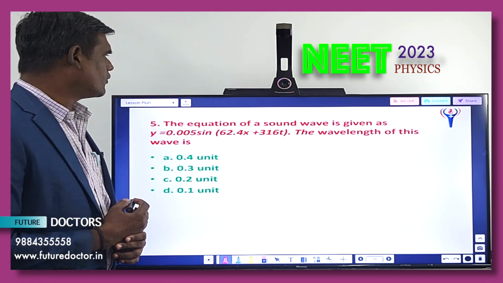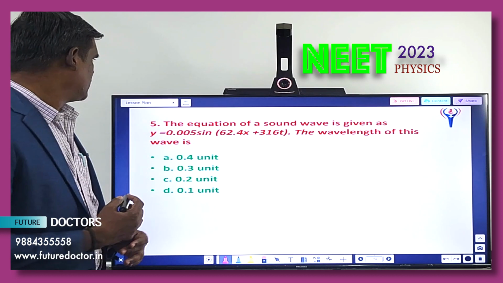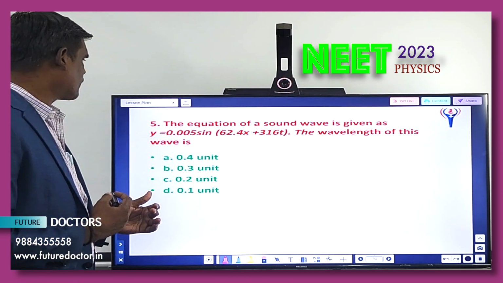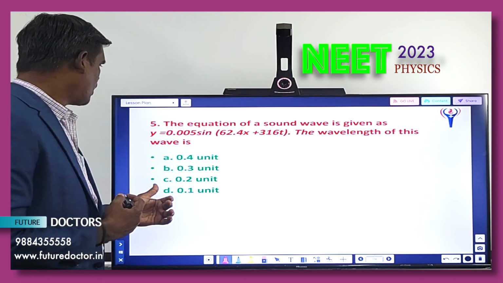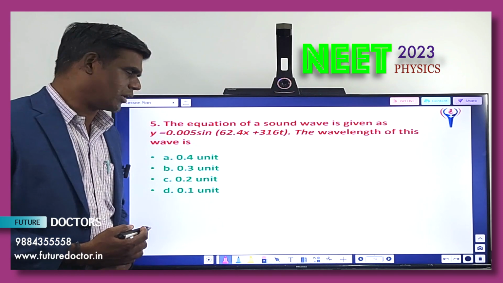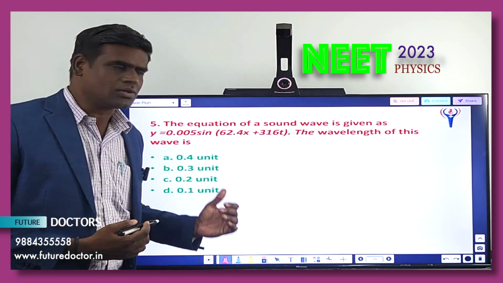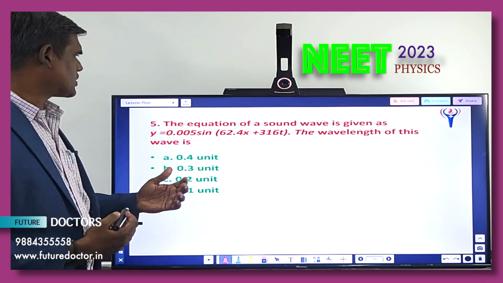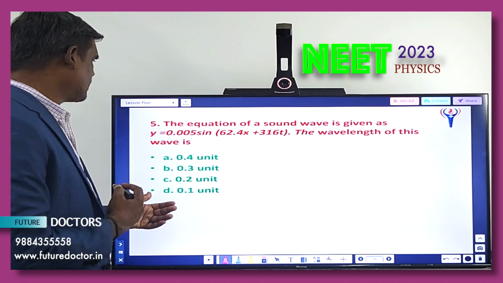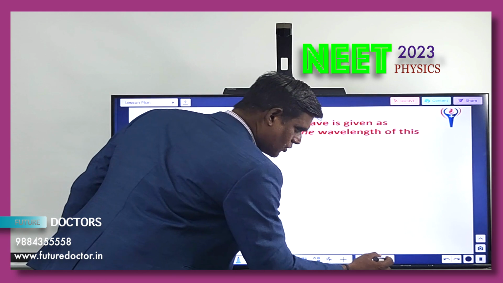The equation of a sound wave is given as y equal to 0.005 sine(62.4x plus 316t). The wavelength of the wave is dash. Option A 0.4 unit. B option 0.3 unit. C option 0.2 unit. D option 0.1 unit. So using this equation, you should know the relationship of the wavelength. By knowing the wavelength, you are able to find the solution for this 5th question. Let's move to 6th question.